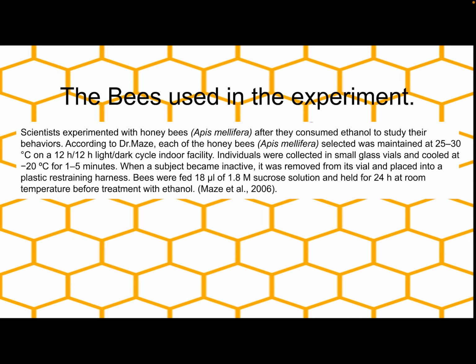It was removed from its vial and placed into a plastic restraining harness, where the bees were fed 18 microliters of 1.8 milliliters of sucrose solution and held for 24 hours at room temperature before treatment with ethanol.